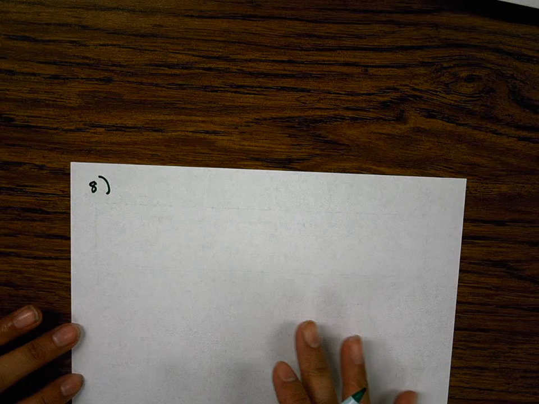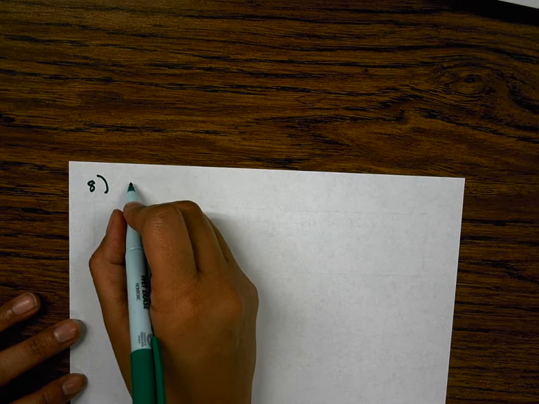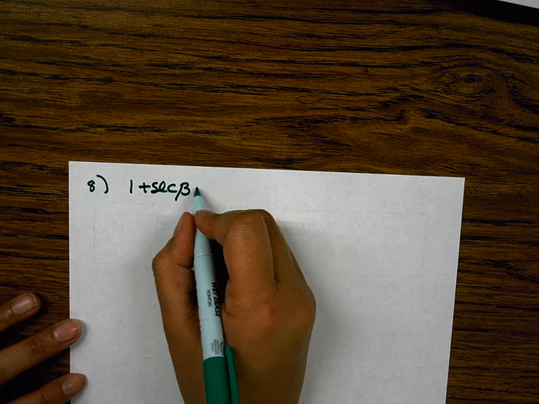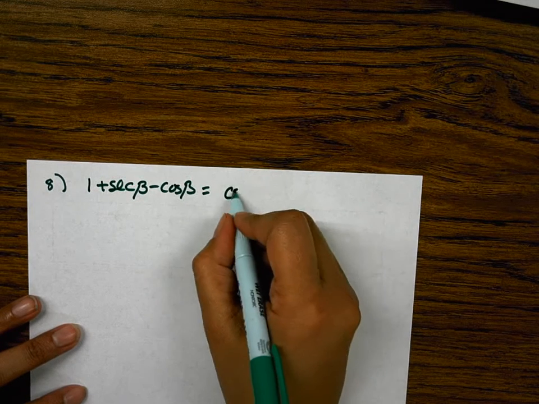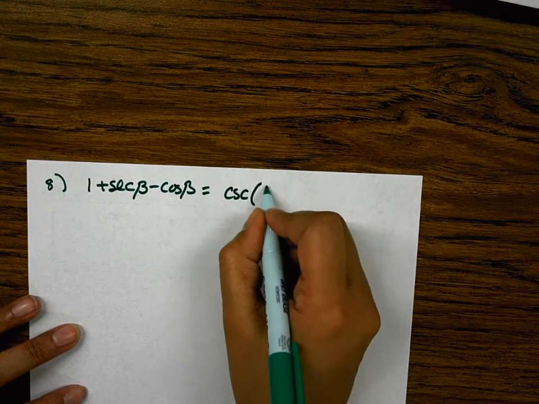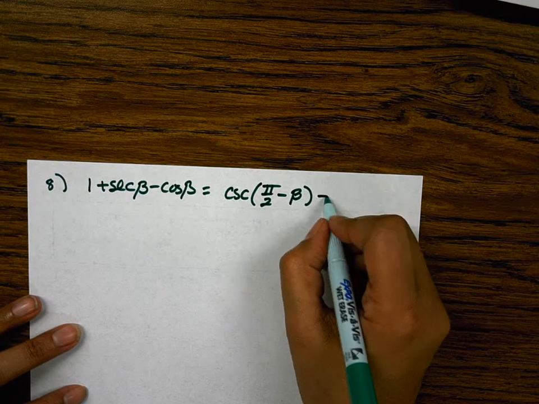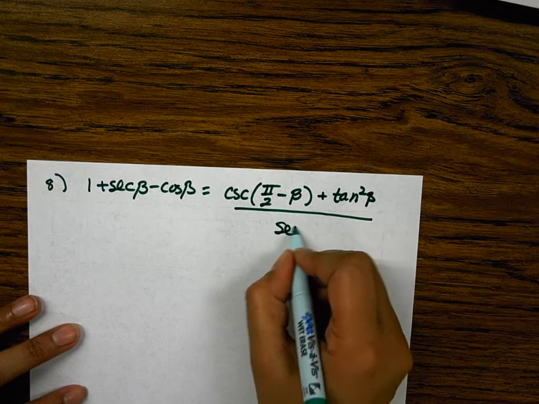All right, next one I want to do is number 8. And I may leave off with this one. I may start the next one, we'll see. 1 minus secant beta minus cosine beta equals cosecant parentheses pi over 2 minus beta plus tan squared beta over secant beta.